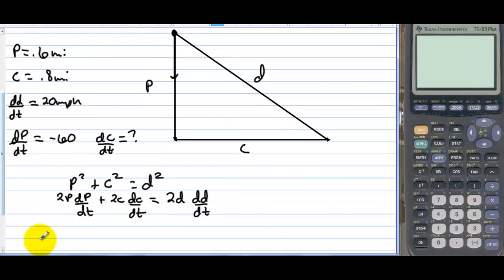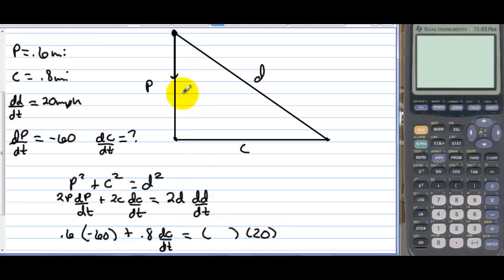Now we can start plugging in values. Everything can be divided by 2, so we don't really have to worry about the 2's. We have 0.6 times dp/dt, which is negative 60, plus c, which is 0.8, times dc/dt, and that's what we want to find out, so we can't plug anything in for this, equals d, we don't know that, so we need d times the derivative of d with respect to t, which is 20.